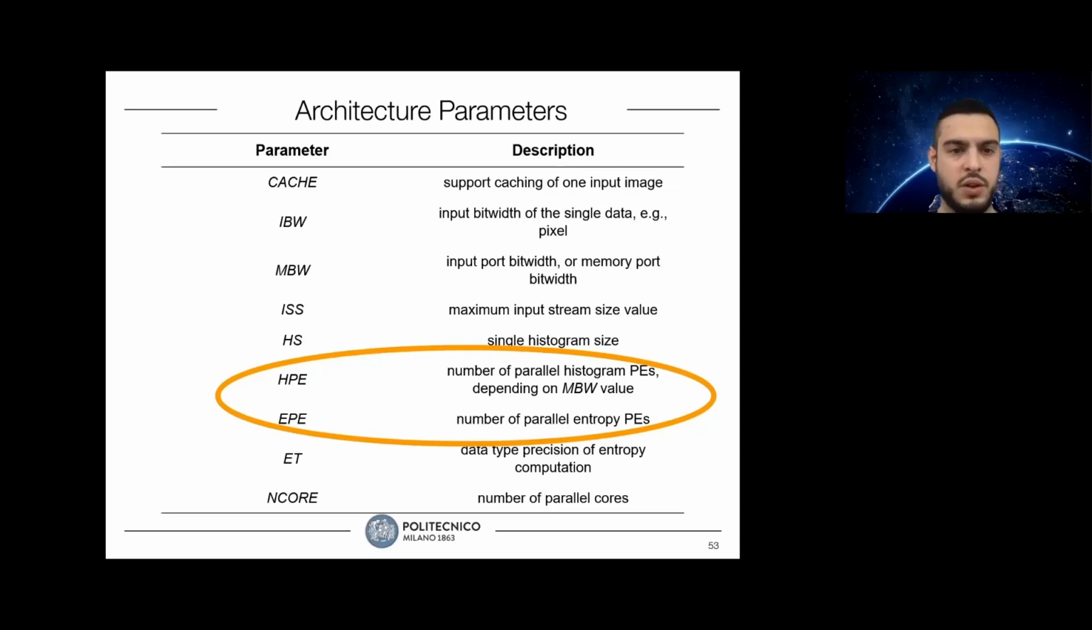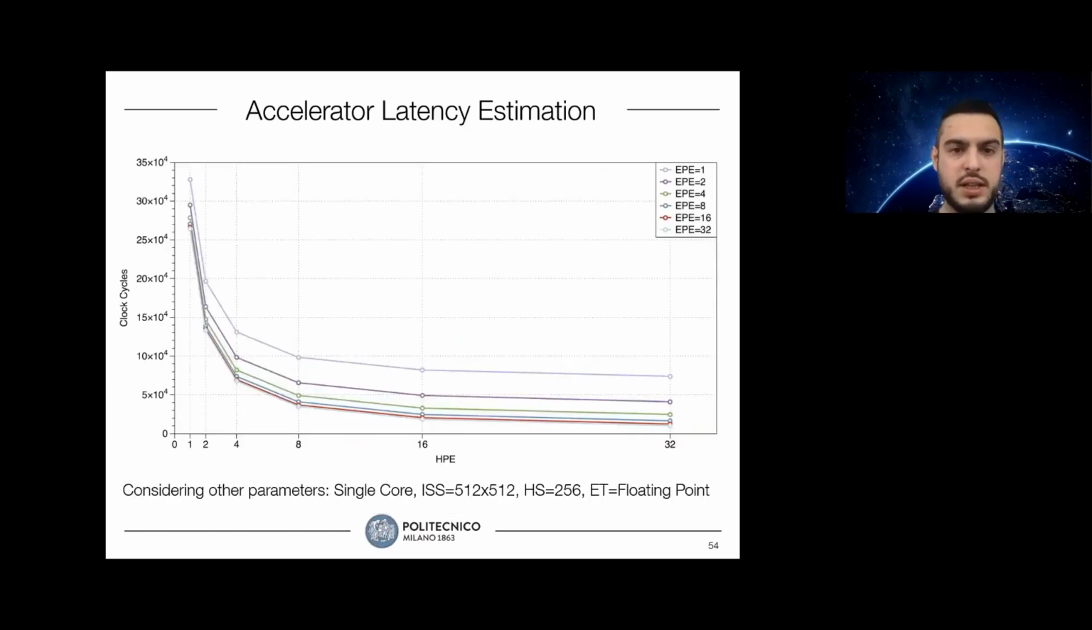But going into the details, we should keep in mind that HPE and EPE, that are the MapReduce factors, have a high impact on both the execution time and resources. And this is shown in this chart, where the latency of the architecture is particularly affected by the scaling of these two parameters. Here we can see how increasing them and fixing all the others, the overall latency decreases nearly exponentially.